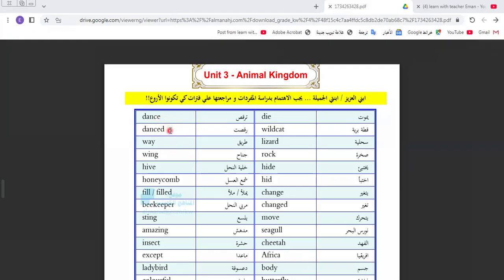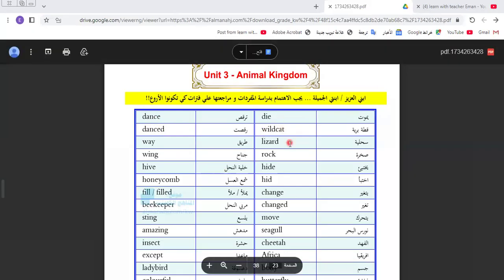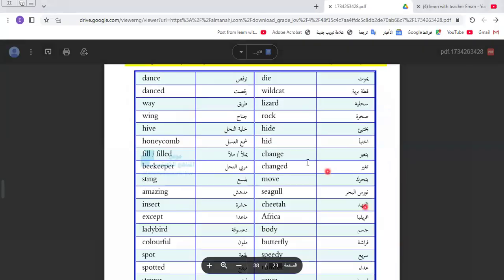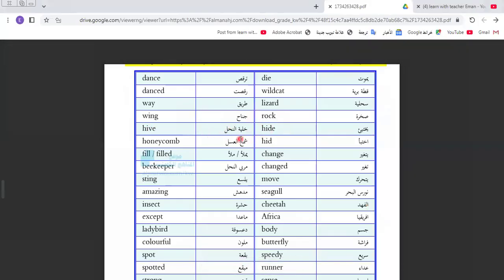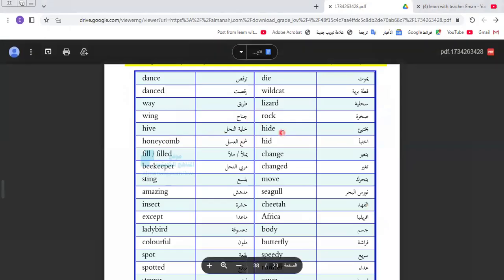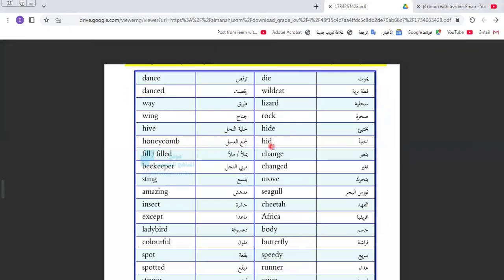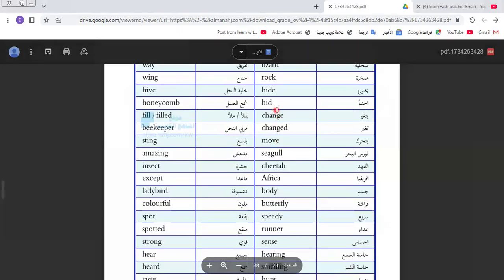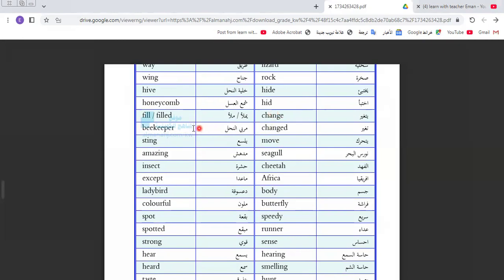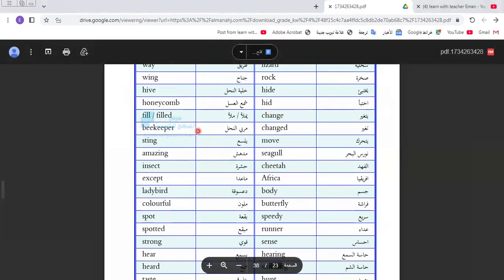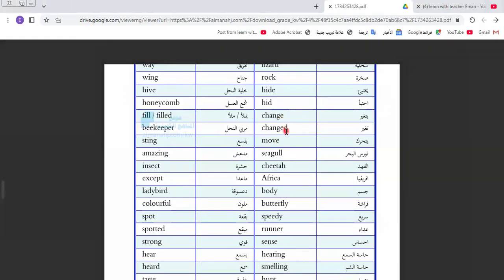We have dance and dancing, wild, cat, resort. Here we have resort, all these called animals, wing, rock, hive. Here is hive, related to bee, hive, hide, honeycomb. Hide is the present, and hid is the past. Feel and field, change and changed. Change is the present and changed is the past.